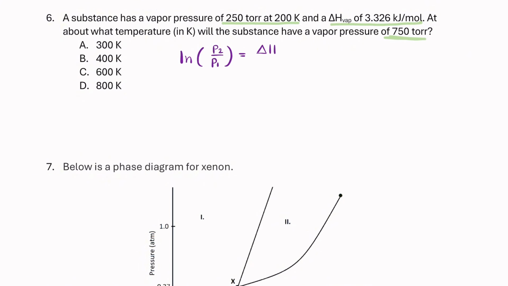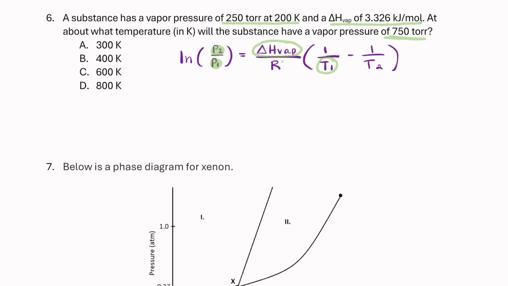And that equation is that the natural log of P2 divided by P1 equals delta H vaporization over R times the quantity 1 over T1 minus 1 over T2. Now, what are we given in this problem? We know P1, 250 torr. We know P2, 750 torr. We know T1, 200 Kelvin.